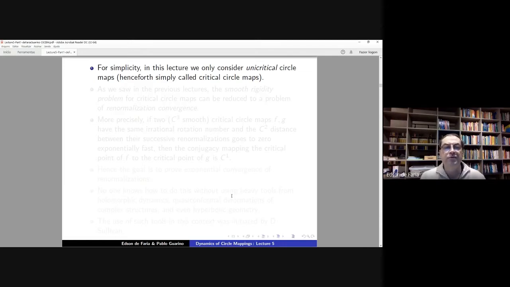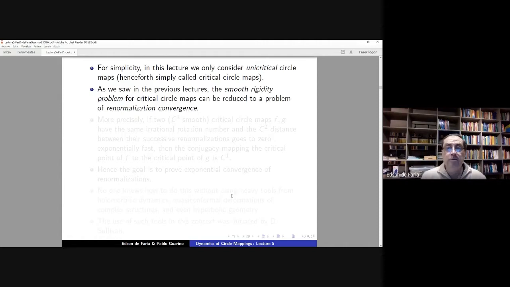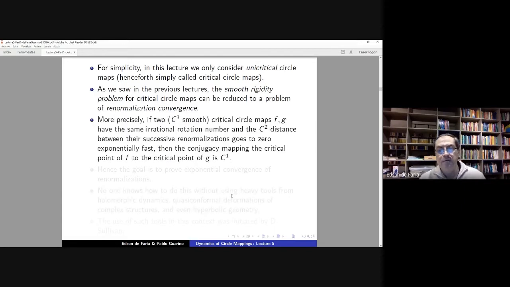So first of all, I'm only going to talk about maps with one critical point. The critical circle maps that we're going to consider here are unicritical circle maps, but I'm just going to refer to them as critical circle maps anyway. Like I said, the smooth rigidity problem is something that can be solved if you know that there is a renormalization convergence with an exponential rate. And this is an elaboration of what I just said, so I'm not going to repeat it.